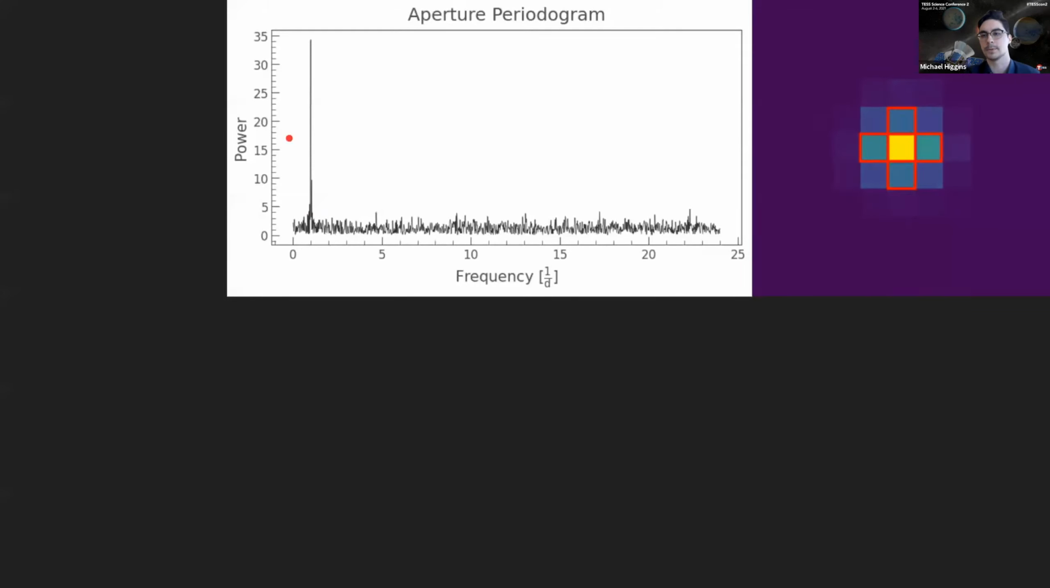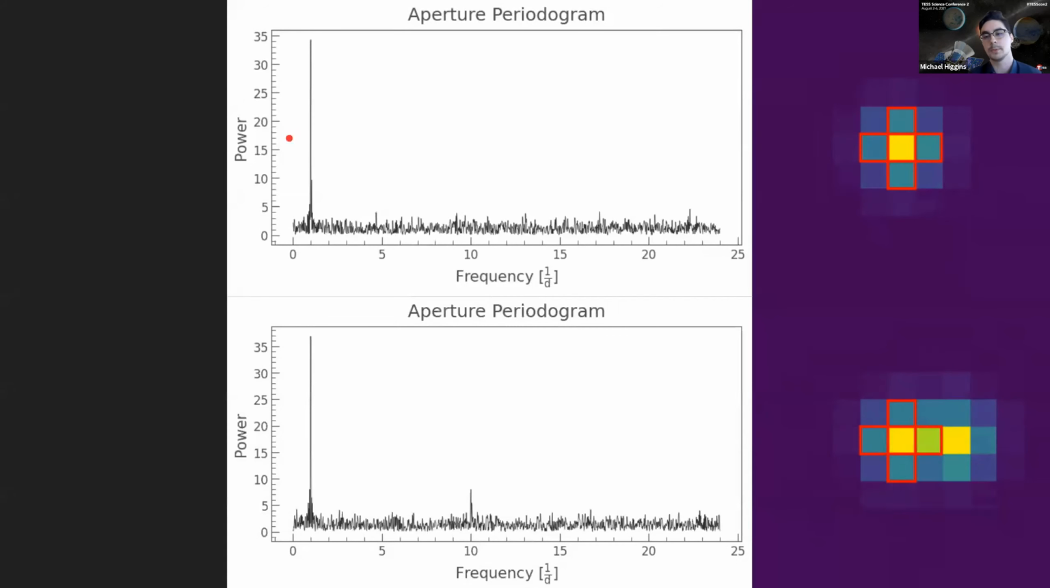But we're interested in multiple stars, not just one. So what happens when we introduce another star to this, and this star is located outside your target aperture? I've now simulated a second star next to it that has all the same characteristics.